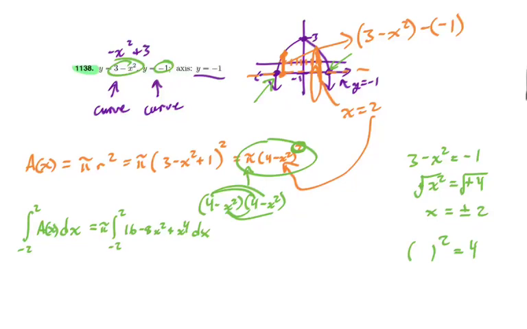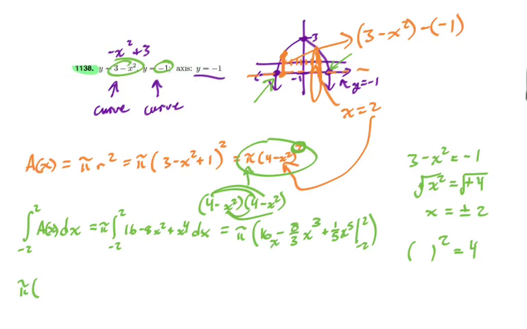Now to integrate this, the first thing you would get is, I'm going to put that pi out in front. We have 16x minus 8 over 3 x to the 3rd power. And then we have 1 over 5 x to the 5th. And I'm going to plug in negative 2 and 2. All right, so when I plug in 2, let's see what we get. Let's see if we can do this a little in our head.